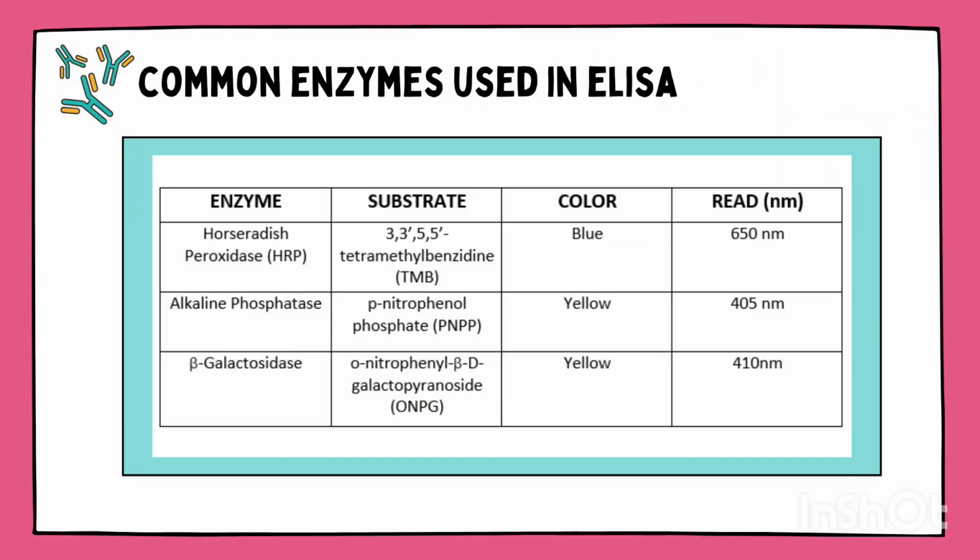Common enzymes used in ELISA are horseradish peroxidase, which converts its substrate TMB to a blue-colored product, and its absorbance is measured at 615 nanometer. The second enzyme used is alkaline phosphatase, which converts its substrate PNPP to a yellow-colored product, and its absorbance is measured at 405 nanometer. The third enzyme used is beta-galactosidase, which converts its substrate ONPG to a yellow-colored product, and its absorbance is measured at 410 nanometer.